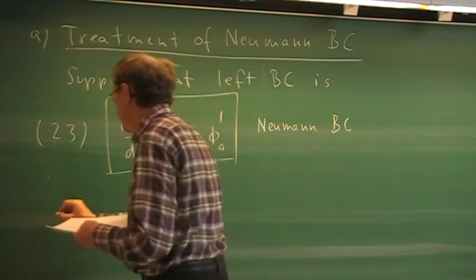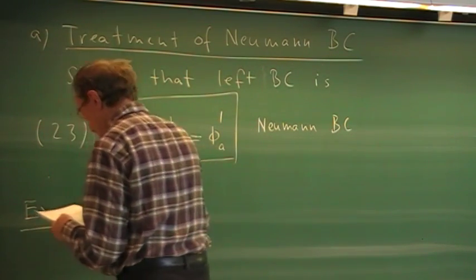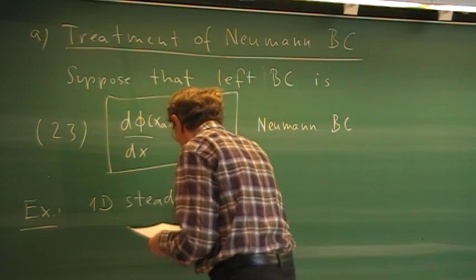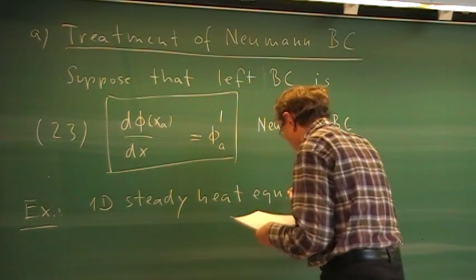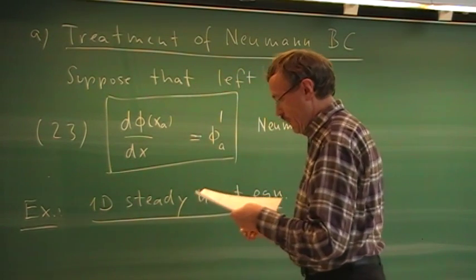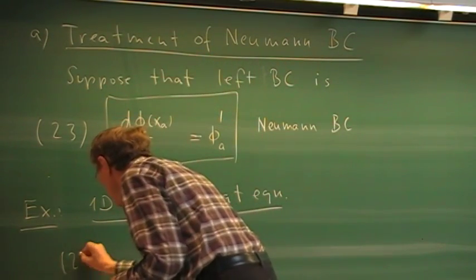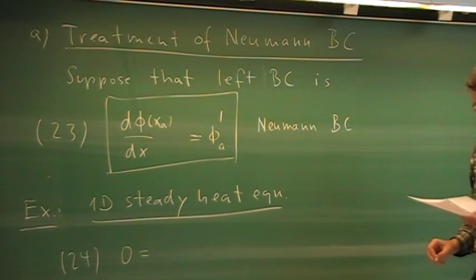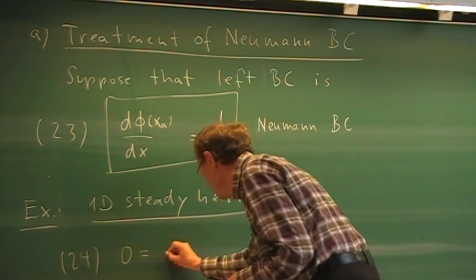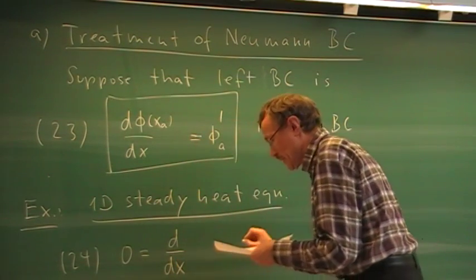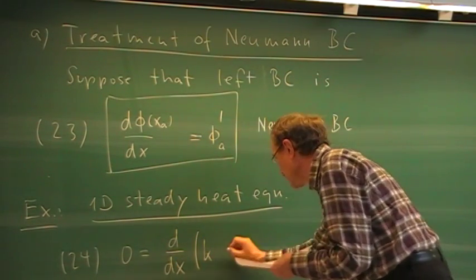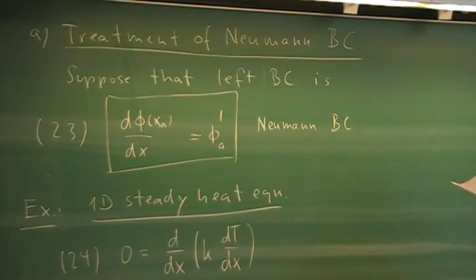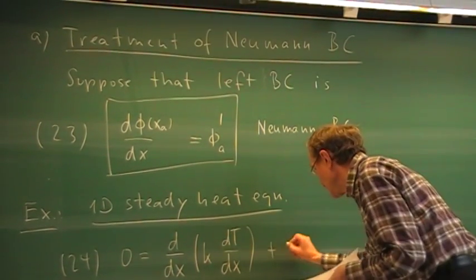So let us take an example. The example is the 1D steady heat equation. And that is then the following. That is 24. We have no time derivative, we have the velocity 0, we have just, and now I write it in differential form, d dx of the thermal conductivity times the derivative of our variable, which is now the temperature. So here we have the heat conduction, and we have a source term, S of T.